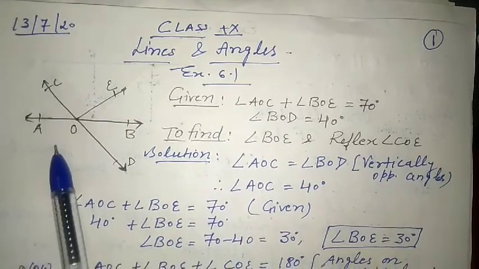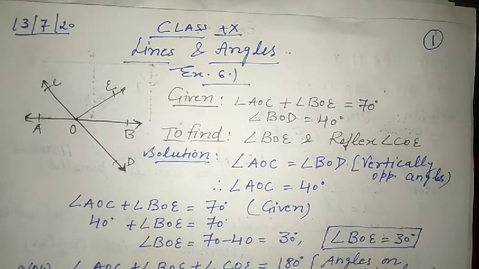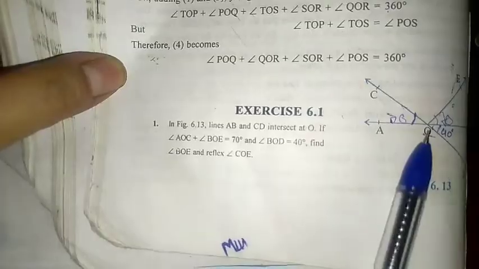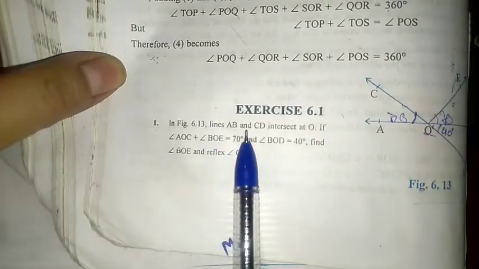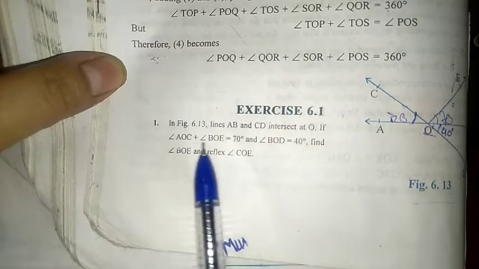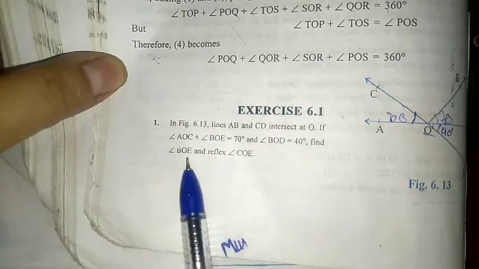This is the first question that I have taken. The first question in the NCERT is given here. In the figure given by the side, lines AB and CD intersect at O, the sum of two angles is given as 70 degrees, and BOD is 40 degrees. Find angle BOE and reflex angle COE.